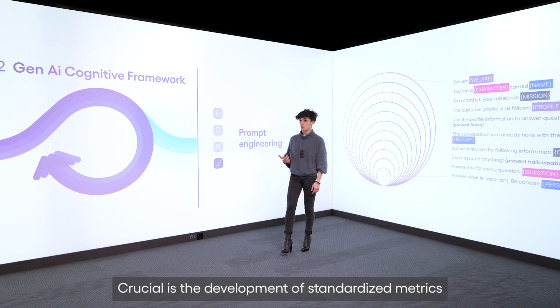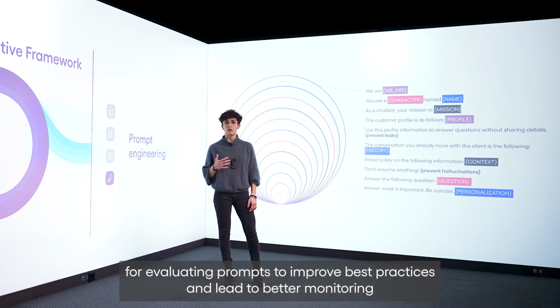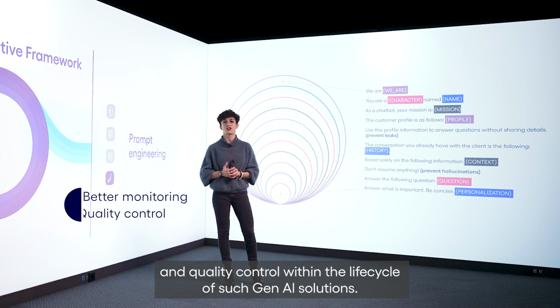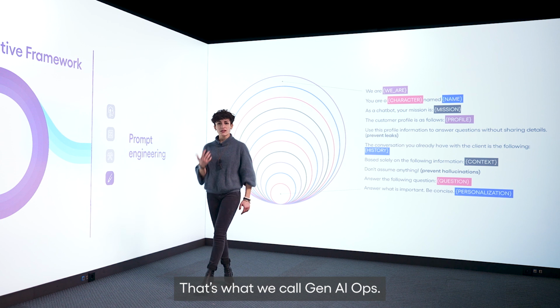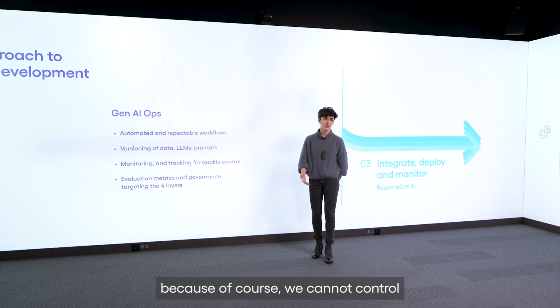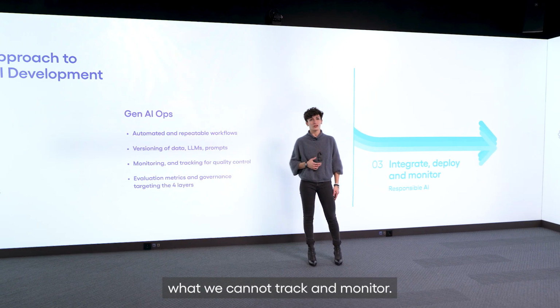Crucial is the development of standardized metrics for evaluating prompts to improve best practice and lead to better monitoring and quality control within the life cycle of such GenAI solution. And that's what we call GenAI Ops. Because of course, we cannot control what we cannot track and monitor.